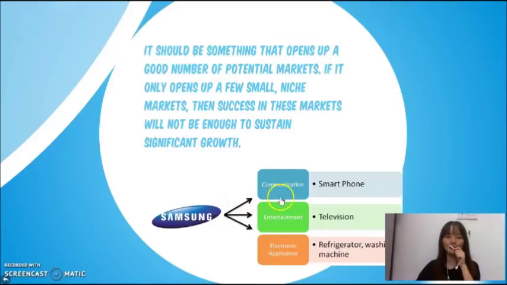Samsung enlarged their market in different areas which consist of communication, entertainment, and electric appliances. Their products include smartphones, televisions, refrigerators, and washing machines. Because of their good quality in smartphones, other products such as televisions and refrigerators also received a good improvement in sales.